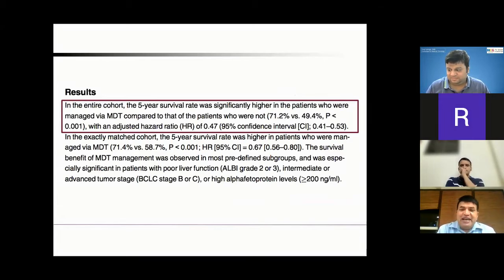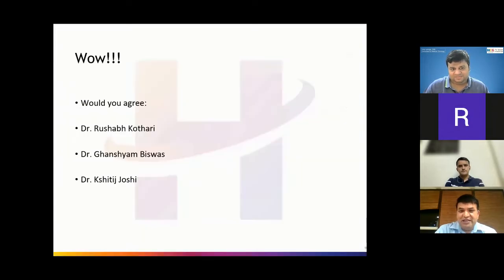And they have specifically said that this is very important in patients with poor liver function, intermediate to advanced stage, the last line if you see, or very high alpha fetoprotein, that is more than 200. Again, I would say 71 versus 49.4 5-year survival. This is amazing. Dr. Rishabh.